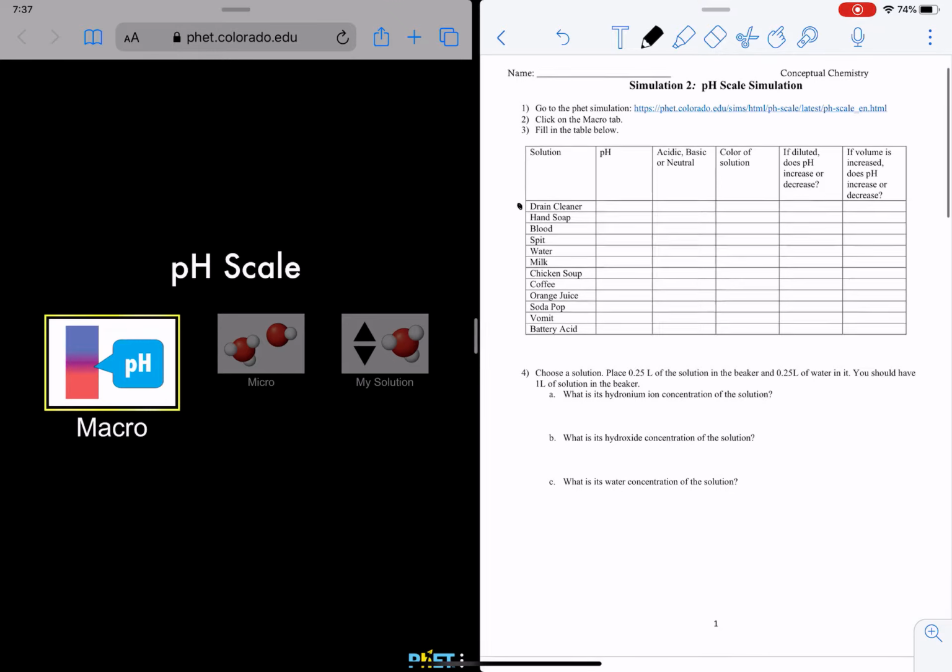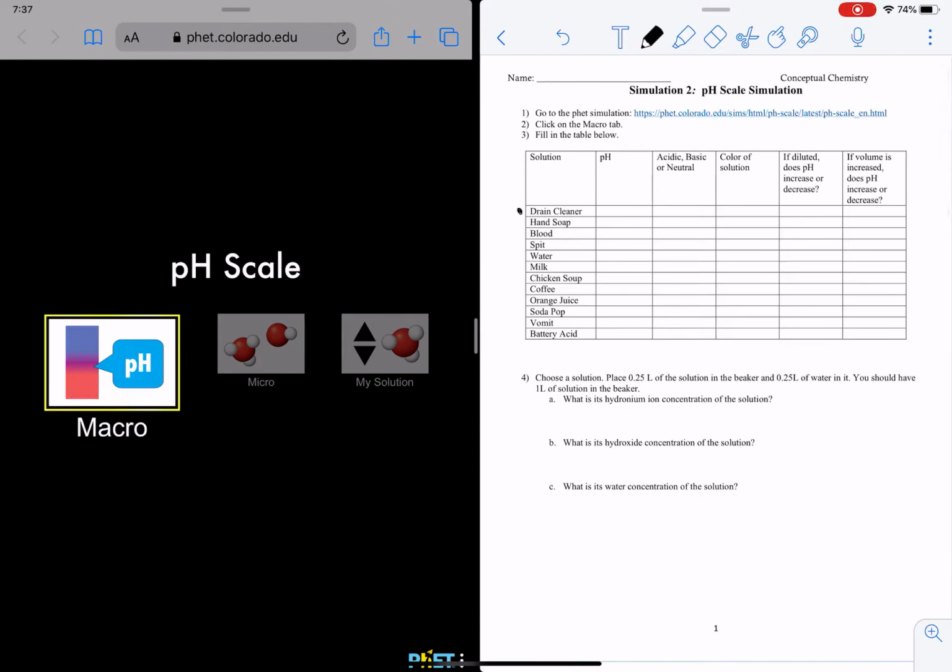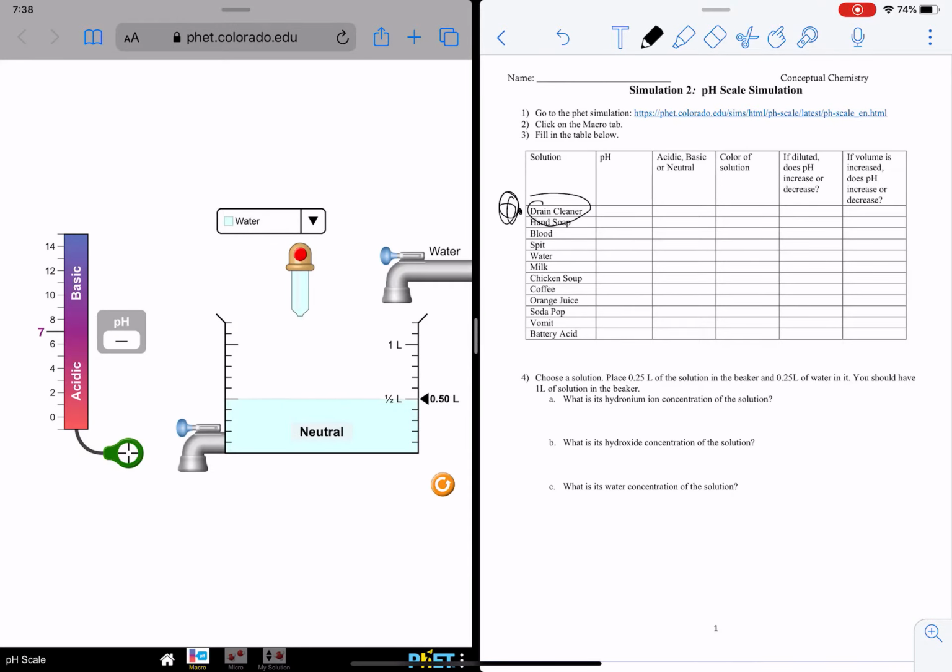We have this table here on our Notability side. We're just going to run through drain cleaner together, and basically how you do this is how you're going to do all of them. So we go to macro on our pH scale, and we can see a few different things. If we click on the top with the arrow, we can see a bunch of different solutions. Those coordinate with the solutions on the handout.